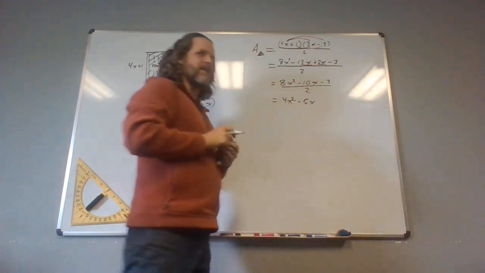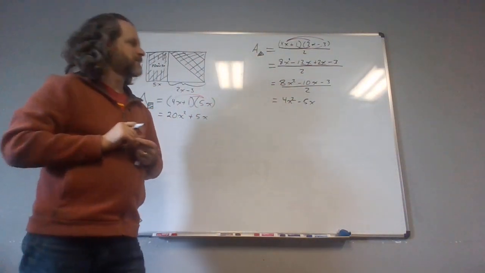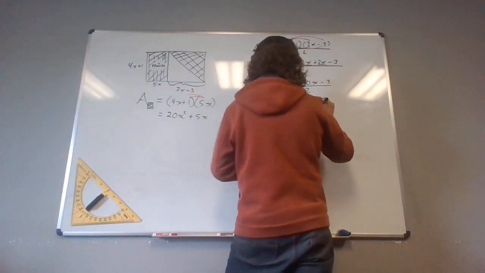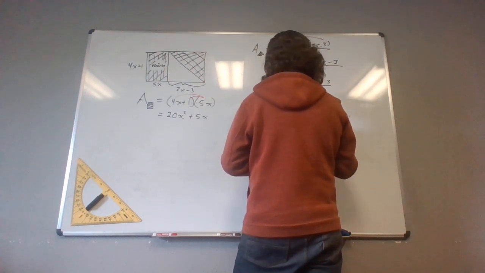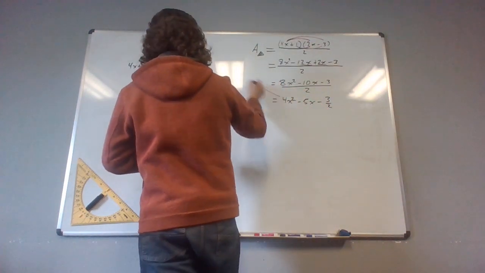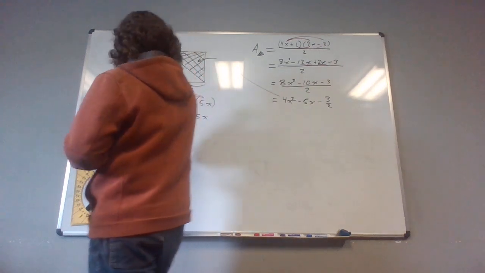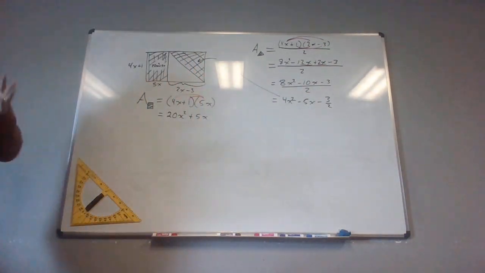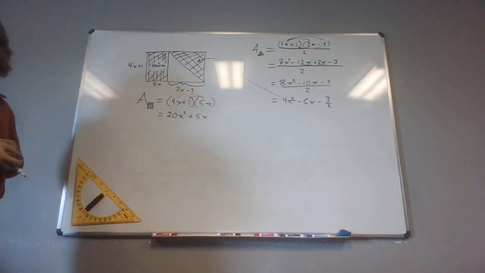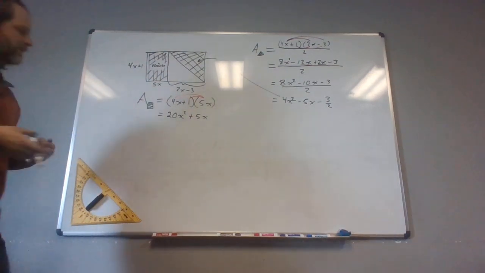What's negative 3 divided by 2? 2x. Negative 3 halves, yeah. Okay. So that's this area right here. So now we need to find the total area of all the shaded regions. So what do we need to do? Add. Yeah, so this one plus that one.